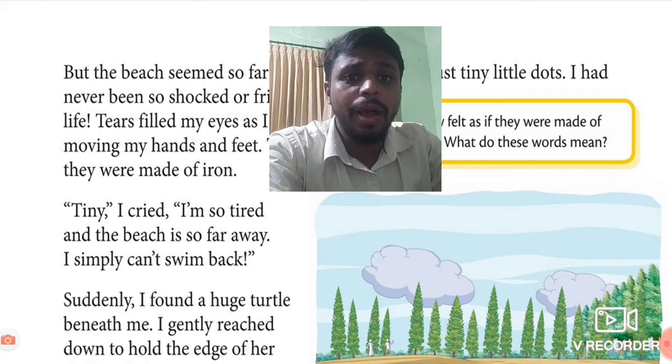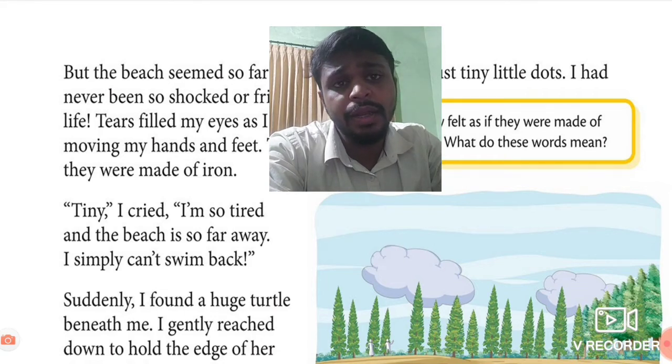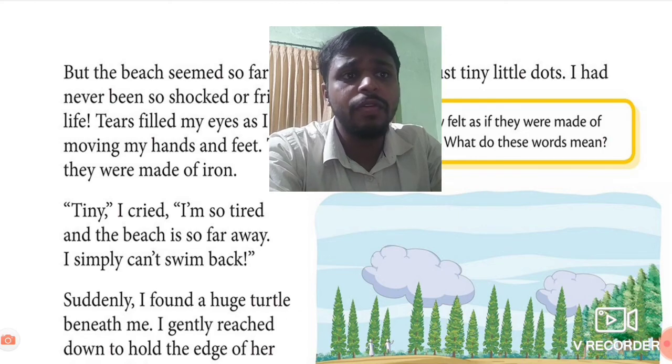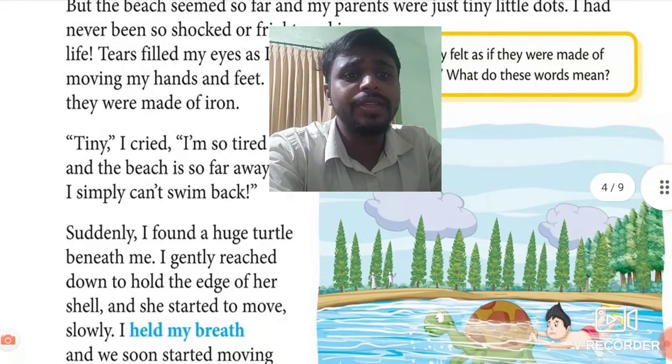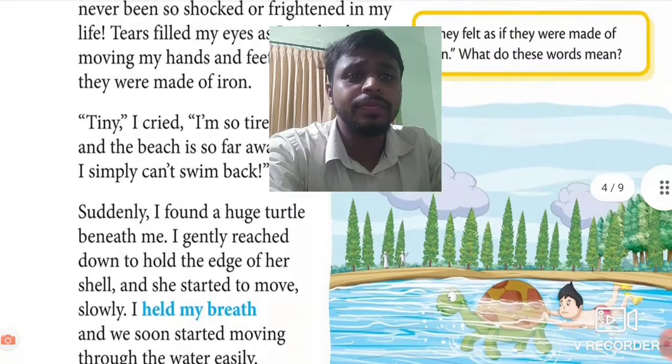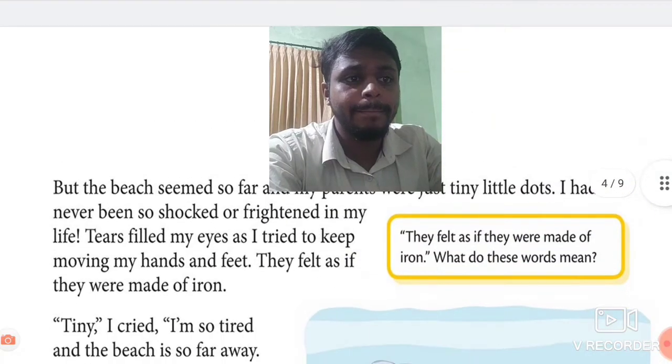Tiny. So Manav called Tiny. "I cried." Manav cried. "I am so tired and the beach is so far away. I simply can't swim back." I can't move back to the beach. "Please, Tiny, help me." Okay.